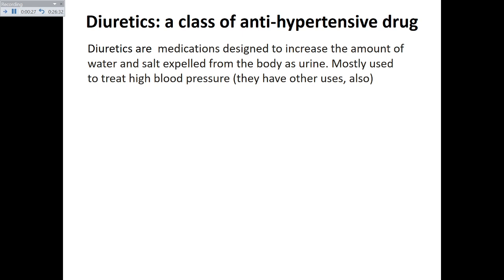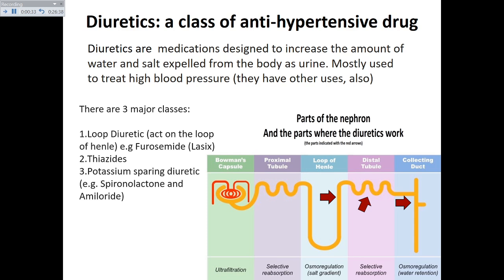This is mostly used to treat blood pressure and of course other conditions, heart failure, fluid accumulation or edema, and so on. There are three major classes of diuretic. We have loop diuretic, called loop diuretic because it acts on the loop of Henle.